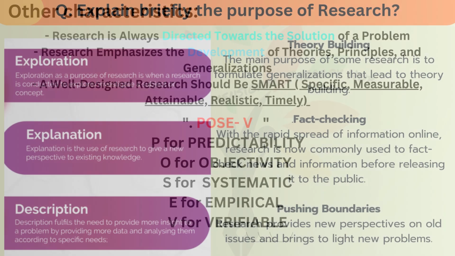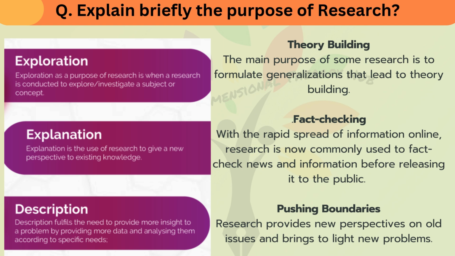Let's see the next question. Purpose of research. These are some of the main purposes. Exploration, when we conduct research to explore a concept. Next is explanation. Explanation is when we do research for explaining a topic or our question solution. Next is description. It's when we want to add more detailed information. And the next is theory building. That means research done for making a new theory. Next is fact checking, and the last one is pushing the boundaries.